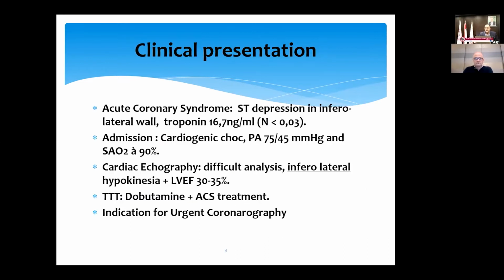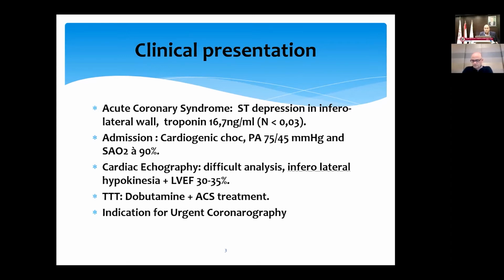His clinical presentation to emergency was with acute coronary syndrome with ST depression in the inferolateral wall with highly elevated troponin level until 16.7 nanogram per milliliter for a normal inferior to 0.03. Upon admission, he was in cardiogenic shock and his blood pressure was around 75 over 45 millimeter Hg and his oxygen saturation was around 90%.